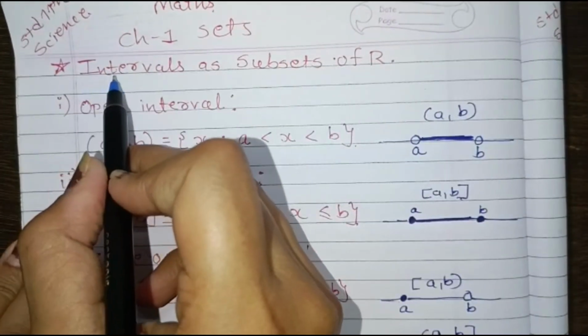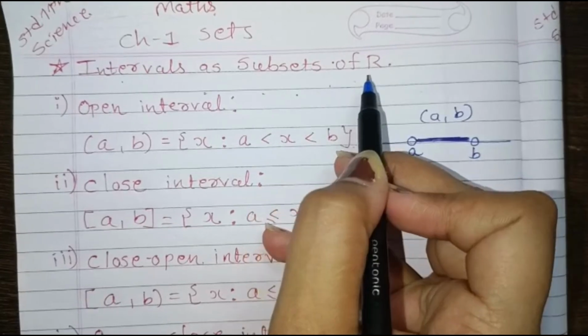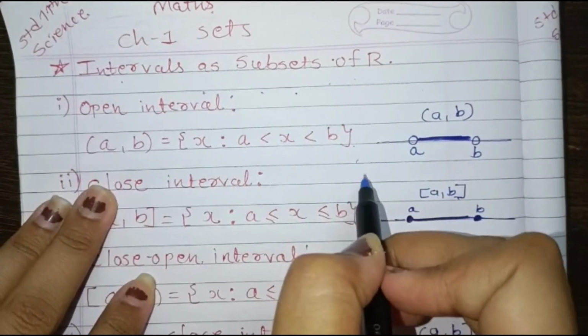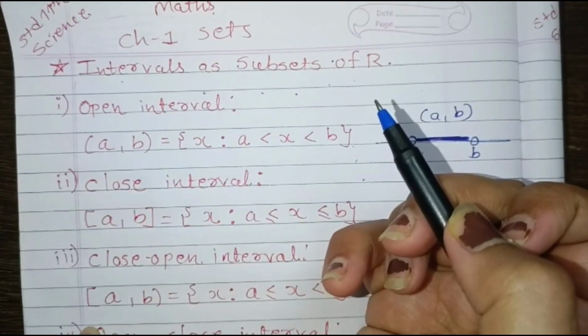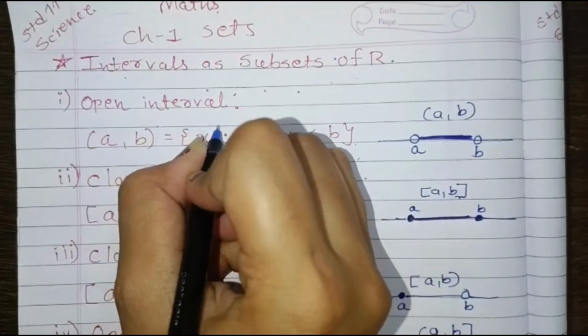Next topic is intervals as subsets of R. This is new for the 11th science students because this is the first time of introduction. Open interval, closed-open interval and open-closed interval. First of all, we will discuss them one by one.